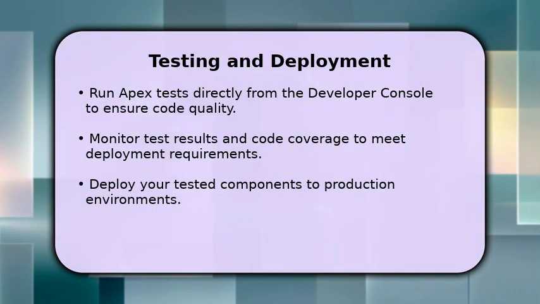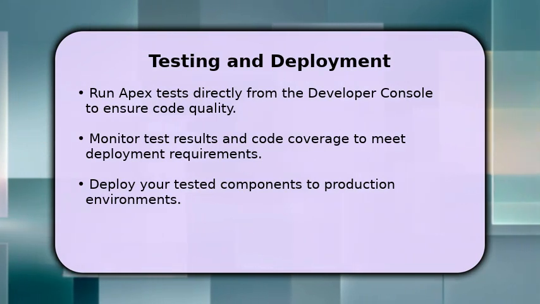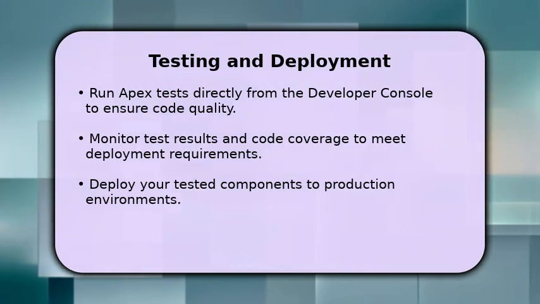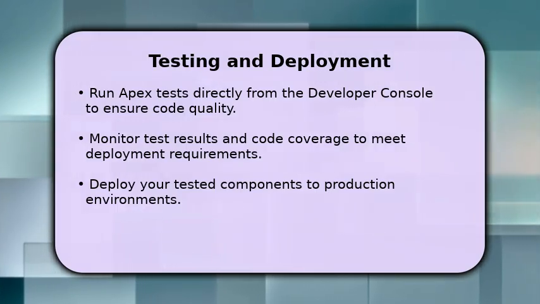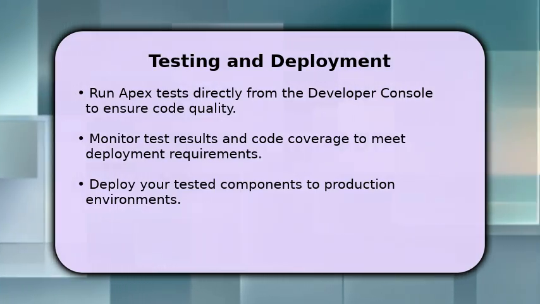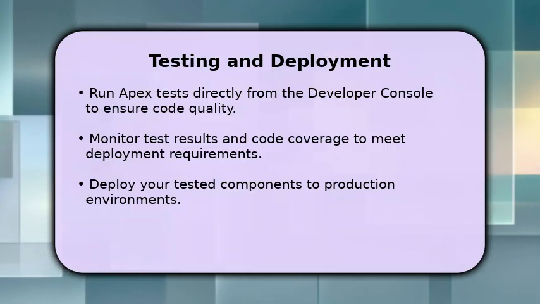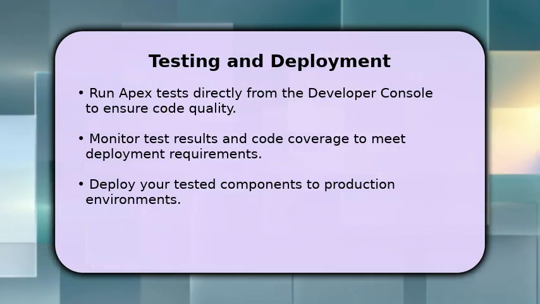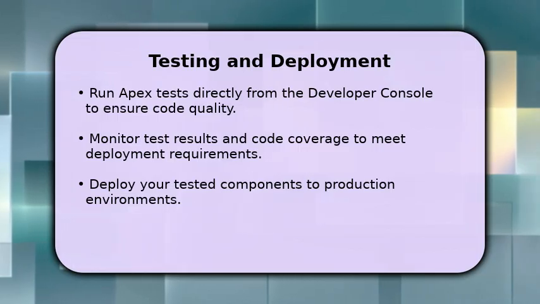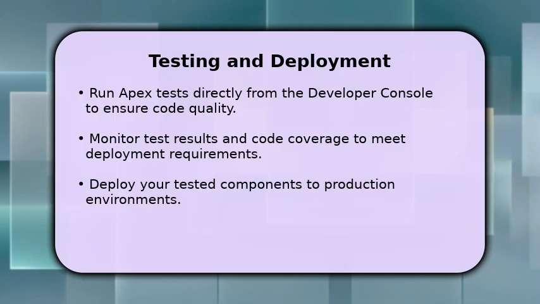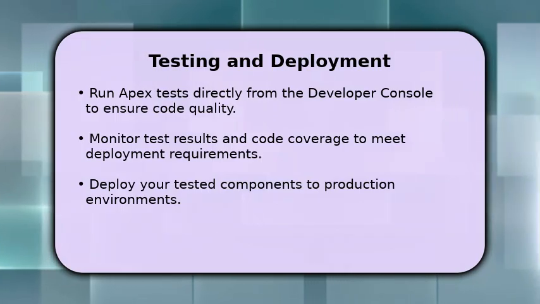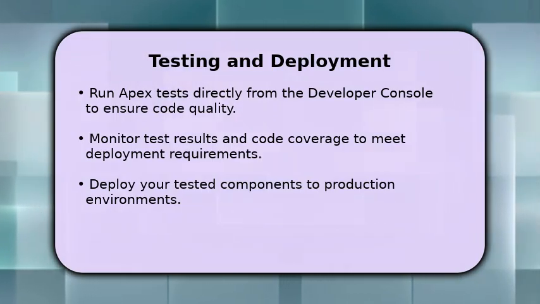After writing your code, thorough testing is vital. The Developer Console allows you to run Apex tests for your classes and triggers, providing immediate feedback on their functionality. You can also monitor your code coverage, which is a critical metric for deploying to production. Once your tests pass and coverage requirements are met, you can then deploy your components, ensuring a smooth transition of your custom solutions into live environments.